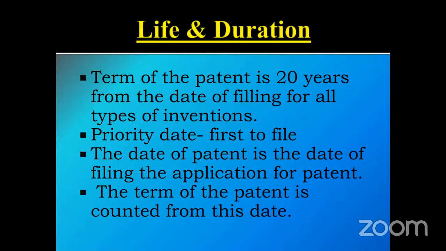Filing of a patent is different and granting of a patent is different. Filing of a patent means when you file a patent, and granting of a patent is different. So the duration of that patent is 20 years, and from which date? It is the date of filing, not from the grant of patent. So the term of patent is counted from this date. You should remember that the term or duration of a patent is 20 years from the date of filing for all types of inventions.